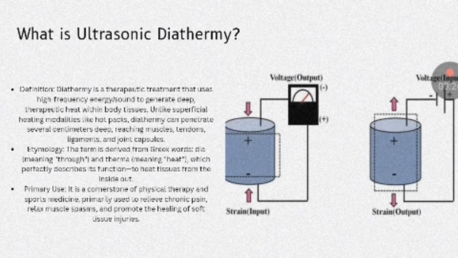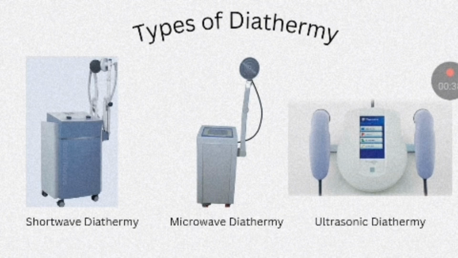So, what is the primary use? It is a cornerstone of physical therapy and sports medicine, primarily used to relieve chronic pain, relax muscle spasms, and promote the healing of soft tissue injuries. So, what are the types of diathermy? Shortwave diathermy, microwave diathermy, and at last the ultrasonic diathermy, on which we will be focusing on today.